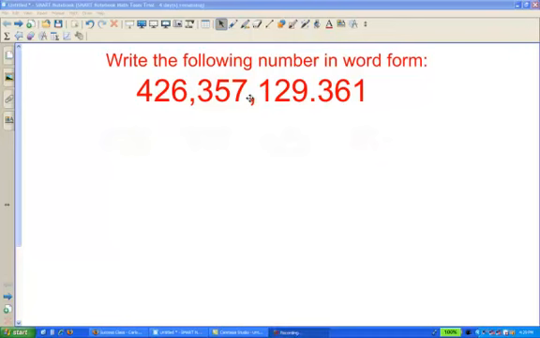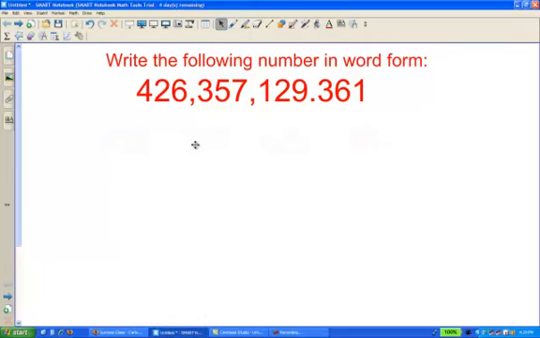All right, this number says 426,357,129 and 361 thousandths. That's a big number. It's intimidating, but don't be scared. Let's break this up piece by piece when we're writing this number in word form.